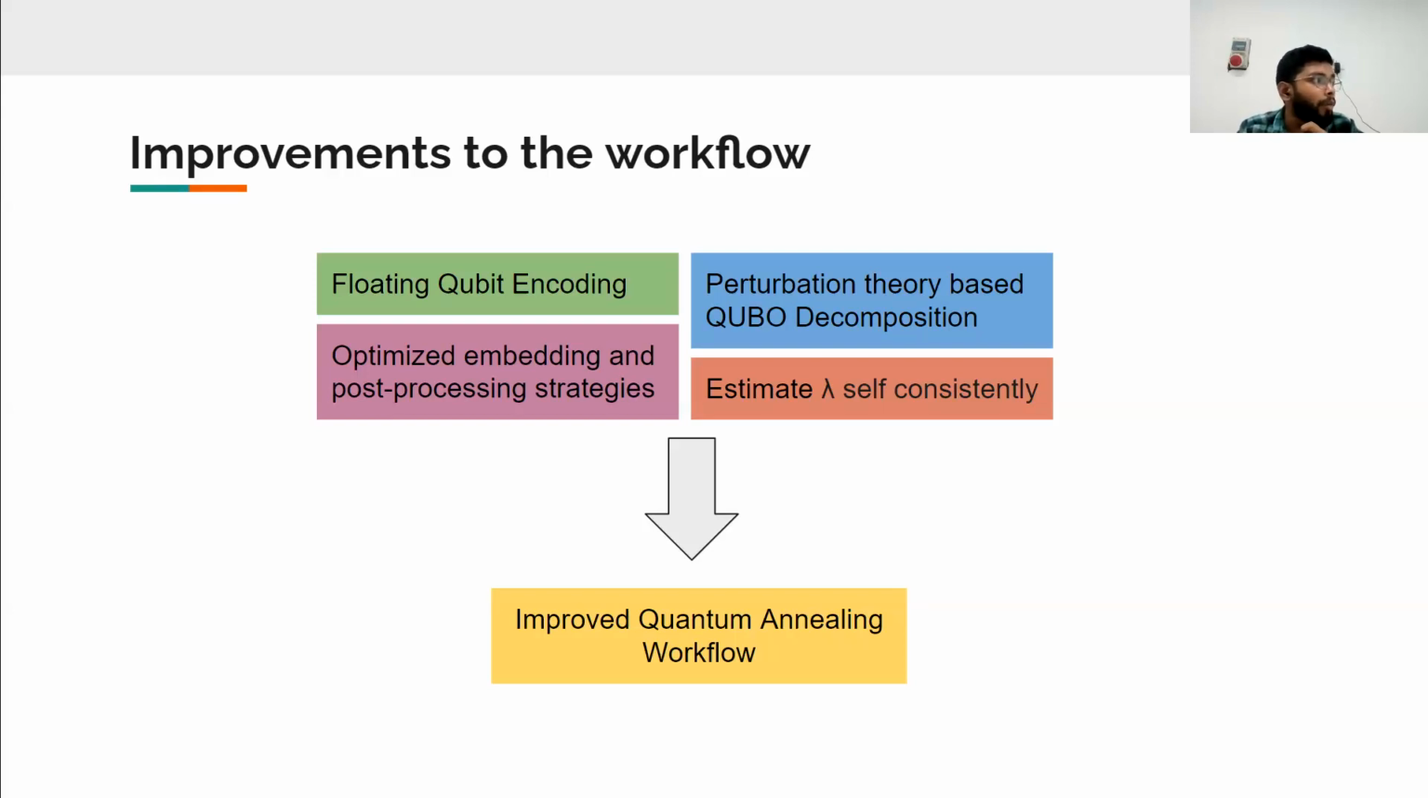And then there are some optimized embedding and post-processing strategies. And then finally, the way we optimize lambda, we do it self-consistently so that the number of iterations is reduced even further.